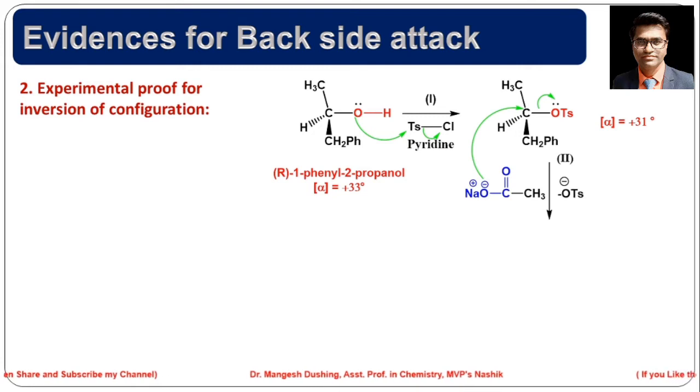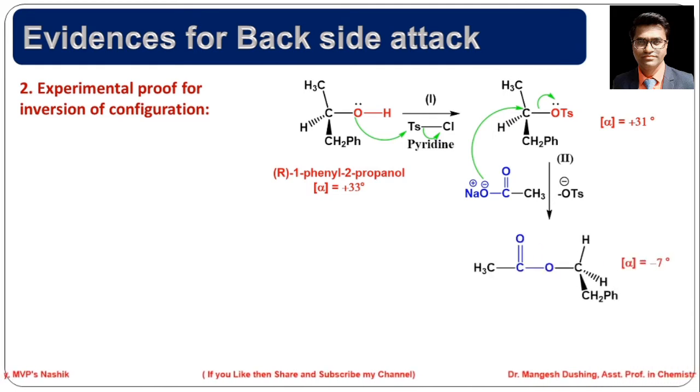Then we will use acetate, sorry, not methyl acetate, the sodium salt of acetic acid, as a nucleophile. So this O minus acts as a nucleophile and attacks the chiral carbon. OTs is a good leaving group, so it leaves. Now we'll get this ester. If you find the specific rotation for this, now it will be minus 7 degrees.